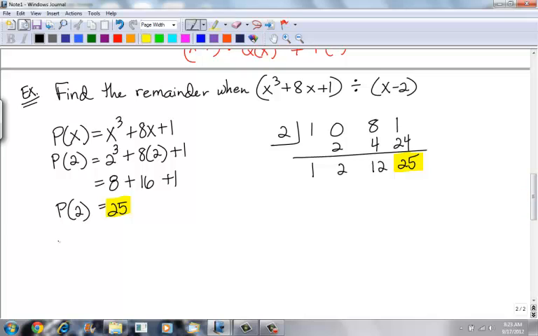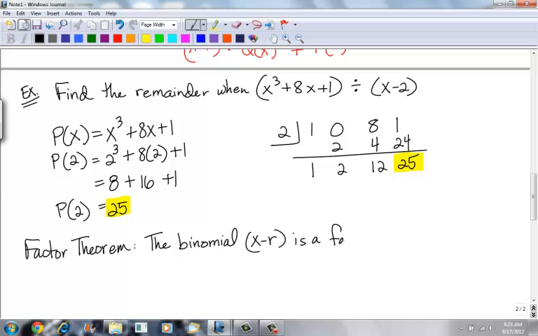Okay, the last thing on this is the factor theorem. And the factor theorem says, and you guys have basically already said it, the binomial x minus r is a factor of p of x, if and only if p of r equals 0. Okay, if and only if it's a factor, if and only if the remainder is 0.